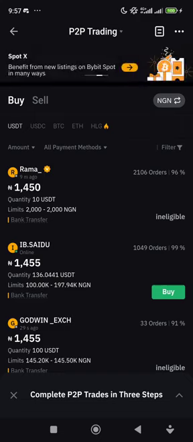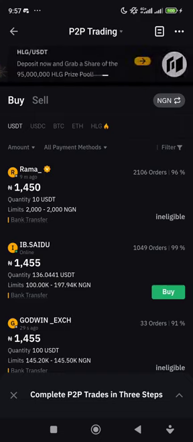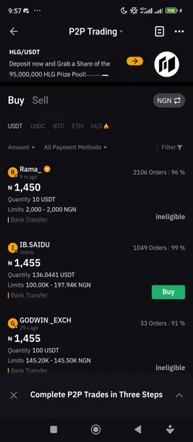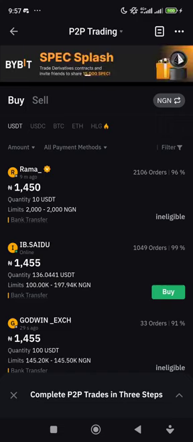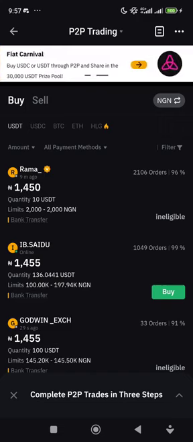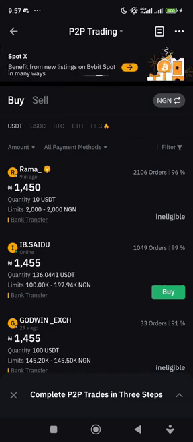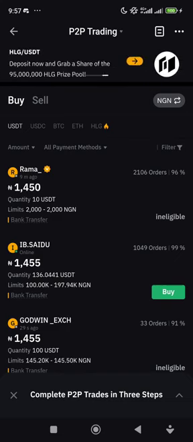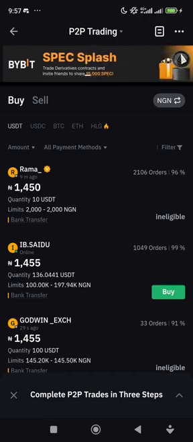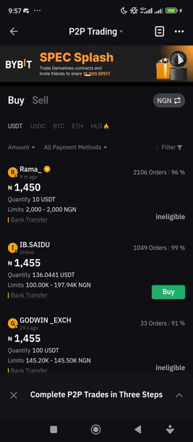Now, based on what is happening in Nigeria right now, you have to be careful with who you are going to sell to, because there are some kind of reports where people will just try to sell their USDT, and maybe later their account gets banned, and someone calls it a fraudulent transfer, and the bank blocks or restricts your account. So click on sell.